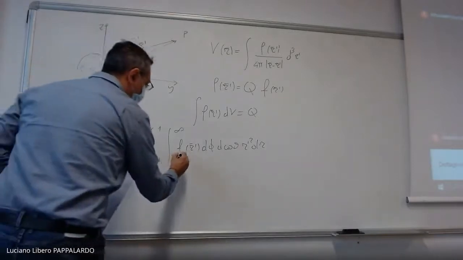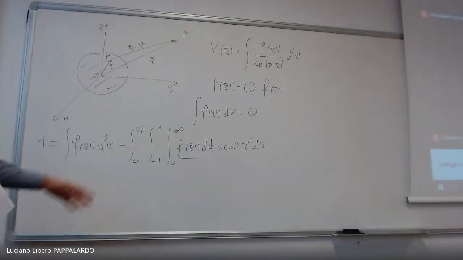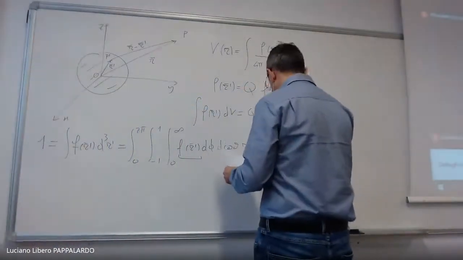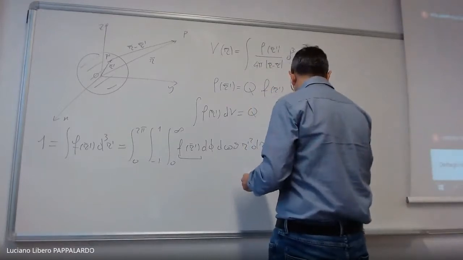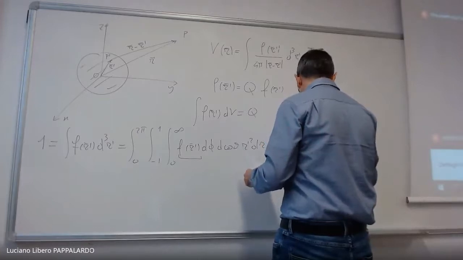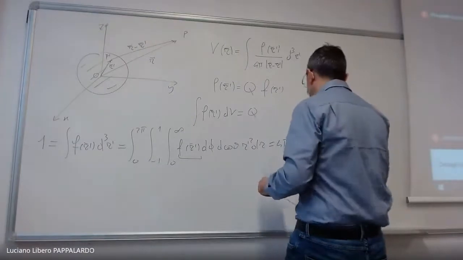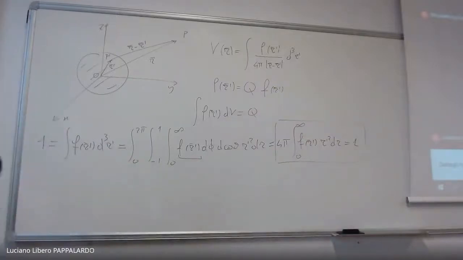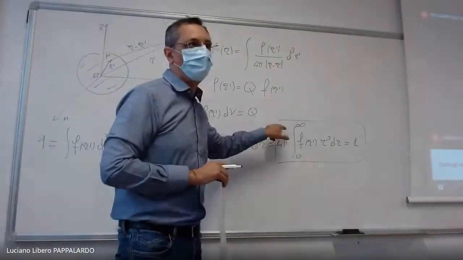Now, our integrand does not depend on the azimuthal nor on the polar angle, so we can trivially solve this angular part here, which gives 4 pi. So this is 4 pi, and then we are left with the integral over the spatial coordinate, from 0 to infinity, and this must be equal to 1. We will make use of these later.